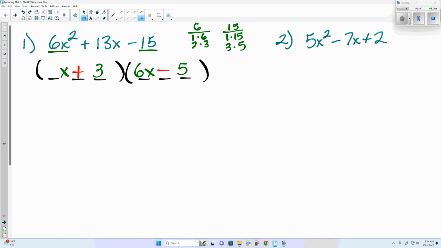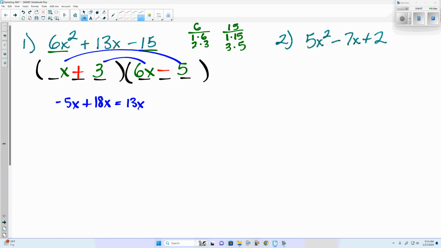And the last thing we can do is check. X times negative 5 is negative 5x. 3 times 6x is plus 18x. And negative 5x plus 18x is indeed positive 13x. It is the middle term we wanted.